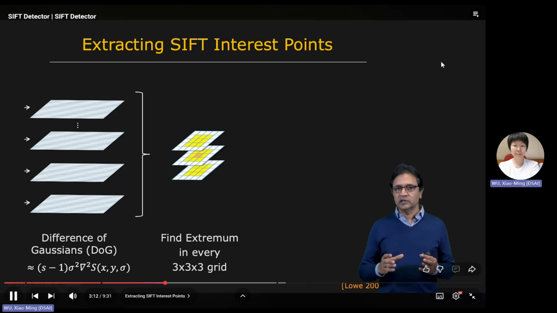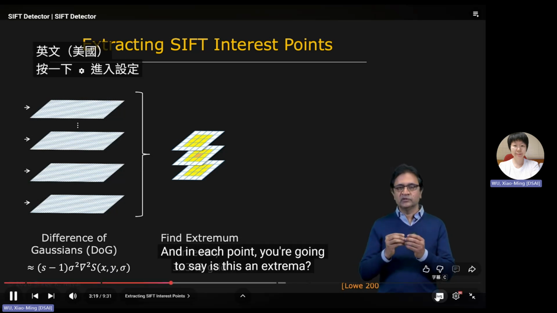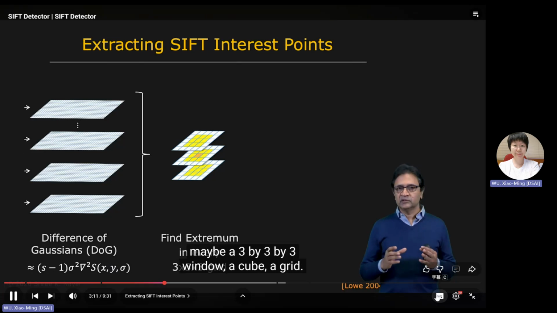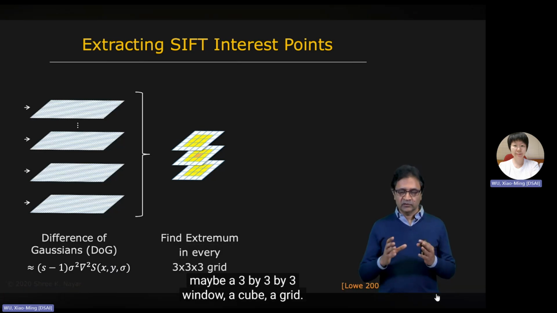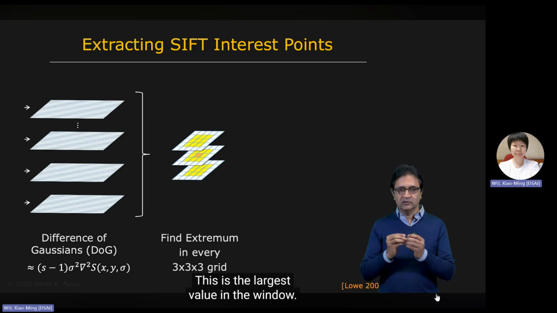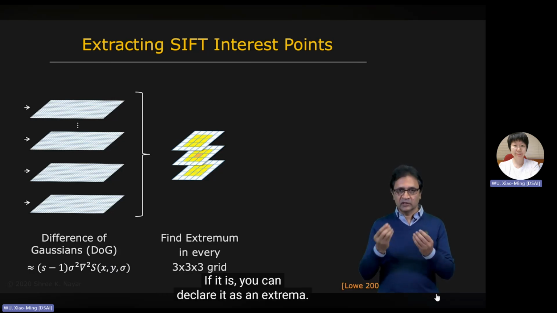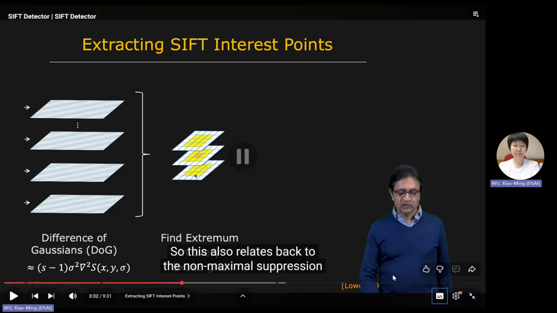Take a small window, maybe a 3 by 3 by 3 window, a cube, a grid, and you're going to move this grid around, and at each point you're going to ask, is this an extremum? Is this the largest value in the window, and is it substantially larger than all the neighbors? If it is, you can declare it as an extremum. So that's how we identify the interest points.